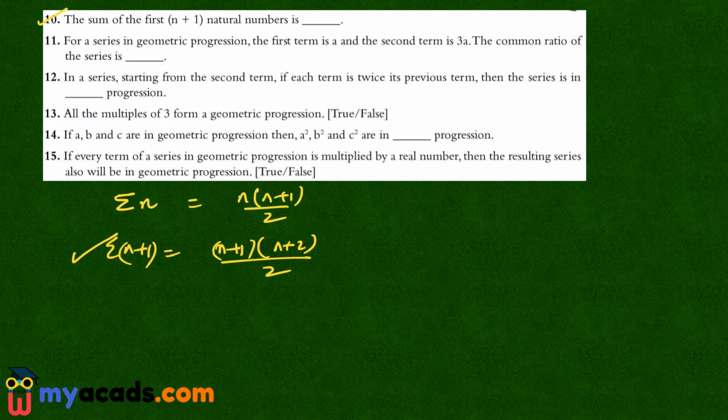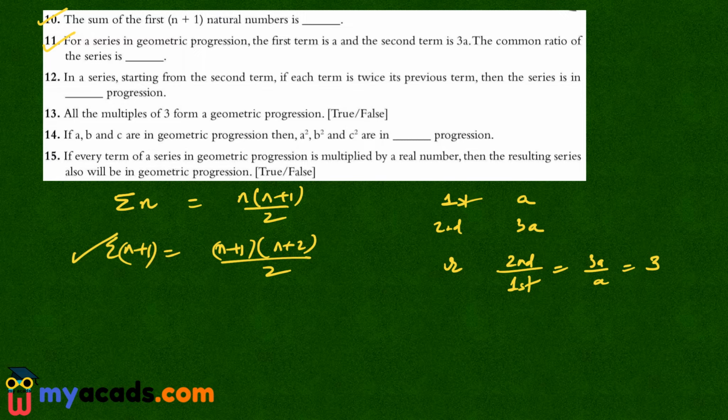Let's see question number 11. My question number 11 is, for a series in geometric progression, the first term is a and the second term is 3a. The common ratio of the series is, so I know the common ratio is the second term divided by first term. So 3a divided by a, it is 3. So 3 is the answer of question number 11.